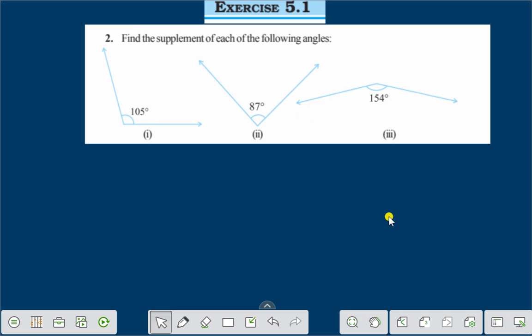Hello everyone. Today I'll discuss exercise 5.1 question number 2. Find the supplement of each of the following angles.